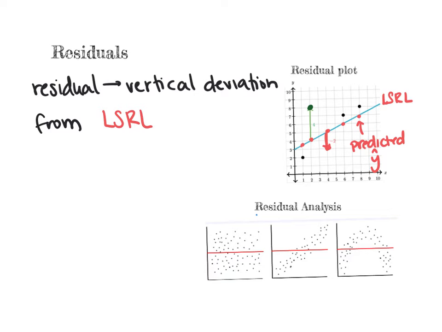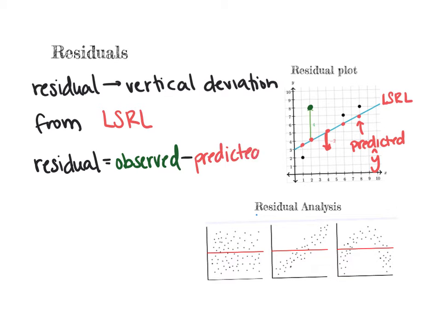Right? And so to calculate that, if we're calculating just the residual itself, the residual is equal to the observed value, so wherever the value is falling, minus the predicted value, or the value that our line was at when we used it to predict. Another way to write this is our observed, we call that y, minus the predicted, which is called y hat.